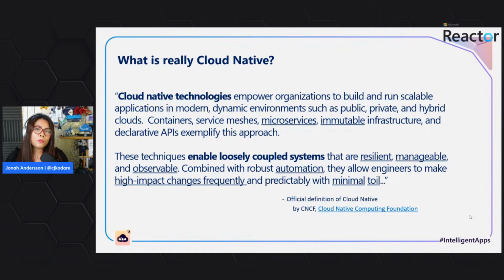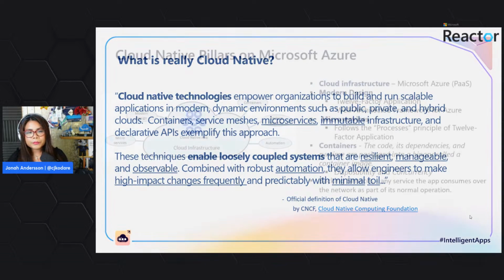And of course, when you make changes, it should have minimal impact, especially on the production workload. Another feature of cloud native is automation, which reminds me of infrastructure as code, like using Bicep if you're using Azure, and Terraform for multi-cloud scenarios, and other automation tools.